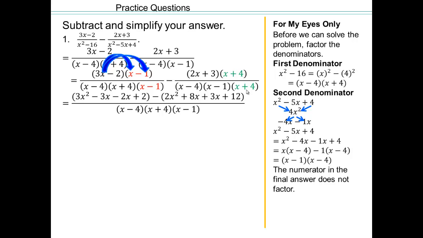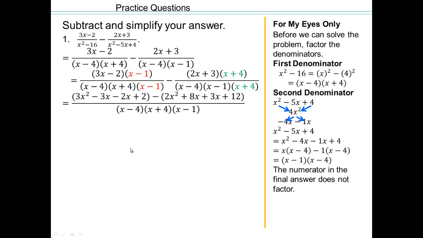3x times x is 3x squared. 3x times -1 is -3x. -2 times x is -2x. -2 times -1 is +2. 2x squared times x is 2x squared. 2x times 4 is 8x. 3 times x is 3x. 3 times 4 is 12.